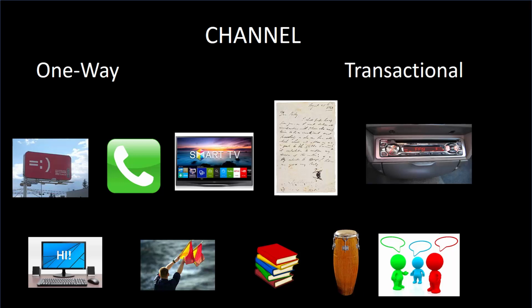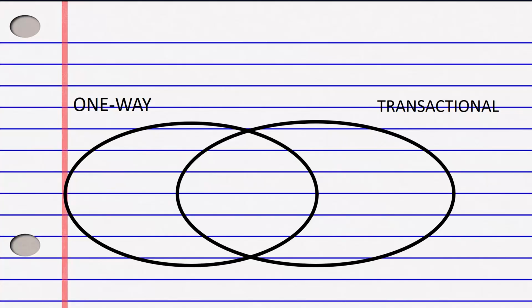Stop this video and get a piece of paper. Draw a Venn diagram and place these examples of channel into one-way, transactional, or both one-way and transactional categories. Restart the video when you are finished.